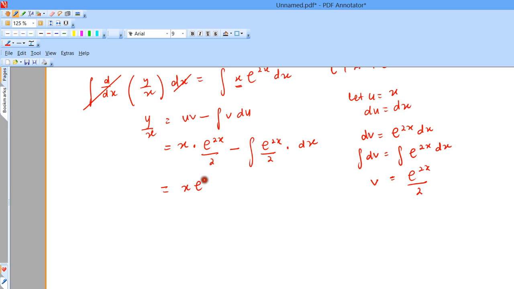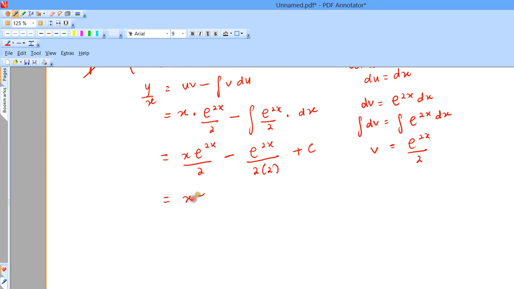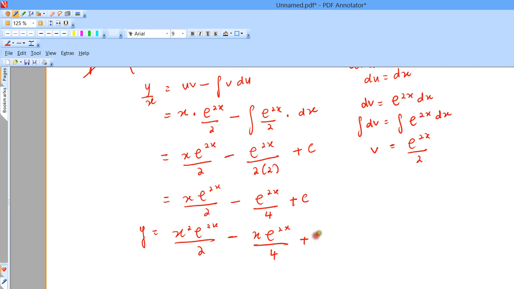So we get x e power of 2x over 2, and then minus integrate e power of 2x, we get e power of 2x over 2 times 2, plus c, equal to x e power of 2x over 2 minus e power of 2x over 4 plus c. And then we want to write in terms of x and y as the subject. So y equal to x squared e power of 2x over 2 minus x e power of 2x over 4 plus x times c.